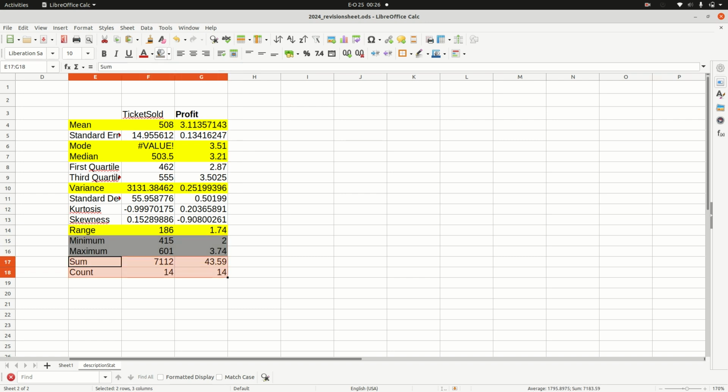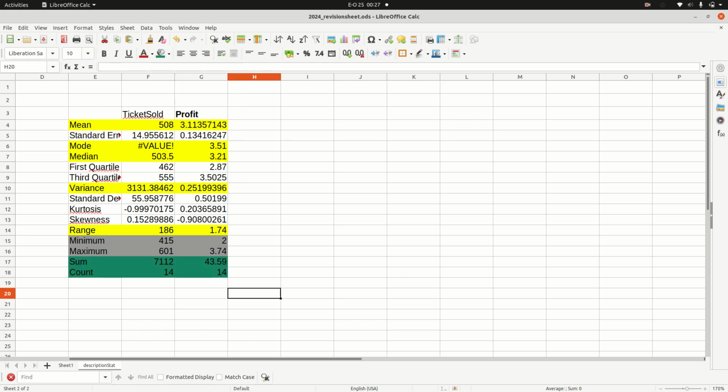What does it say? So, maximum and minimum means there's a maximum number of tickets sold and a minimum number of tickets sold. The maximum profit is 3.7. The minimum profit is 2. The mean means on average, he's able to sell 508 tickets. On average, that is his profit. The median means in a 50% form, he can get tickets sold to 503 tickets. The mode, there's no value here. What does it mean? It means there are no numbers occurring repeatedly. They are single values. But the profit has a mode. Frequently, he has a profit of 3.51 cedis, and so on and so forth.